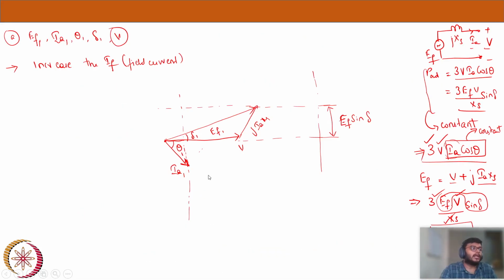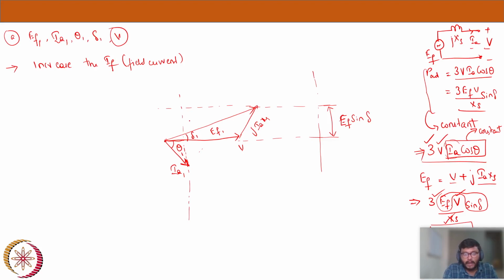Now my EF has changed. Since my EF has changed, these are no longer my operating points. EF1, IA1, theta1, delta1 are no longer the same. They are changed now because I have changed to EF2. V, anyhow, is constant, but EF2 is changed now, right? Now, since I know my EF1 tip stays on this line only, where will it be now?